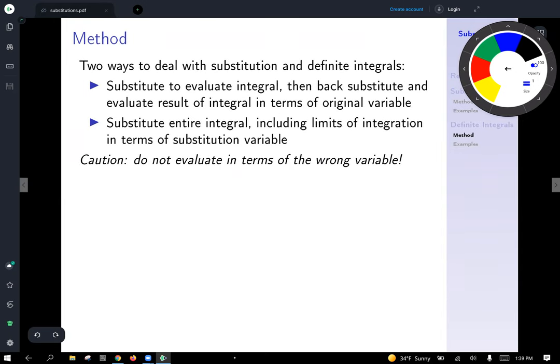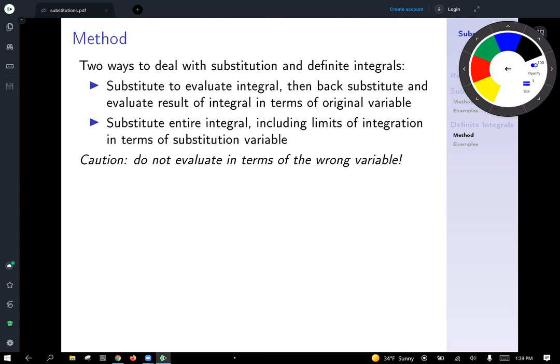There are two methods for dealing with definite integrals. And again, both of them have merits. I like one definitely better than the other. Six one way, half a dozen the other. It does not matter to me. So you can substitute into the integral and then back substitute and then do the limits of integration in terms of the original variable. Basically say, hey, put a pin in it. I'll come back to these limits of integration after I've done the whole problem.